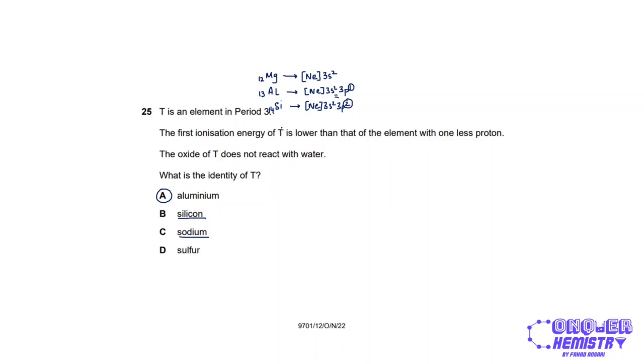And for sulfur, well, it does have a lower first ionization energy than the element before it, phosphorus, but its oxide does react with water. So we're going to go with aluminium.